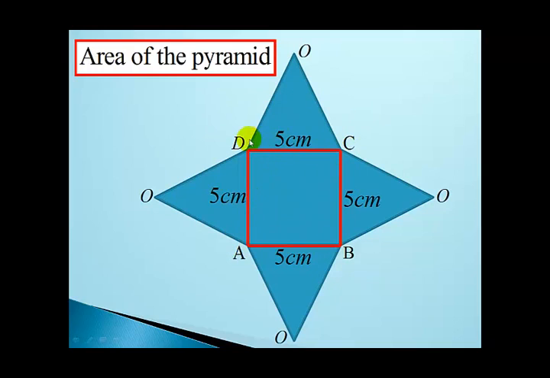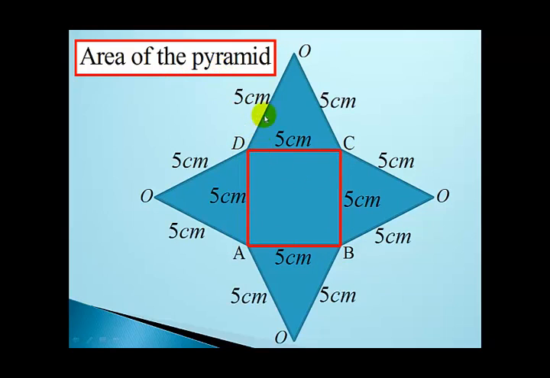ABCD is the square base. ODC is one triangular face. OCB is one triangular face. OAB is another triangular face. And ODA is also another triangular face. And all the triangles are the same because the base is a square. All the sides are equal. Let's look at how we can find the area of the pyramid.